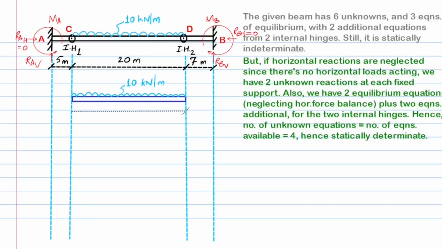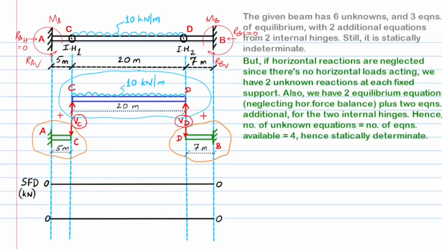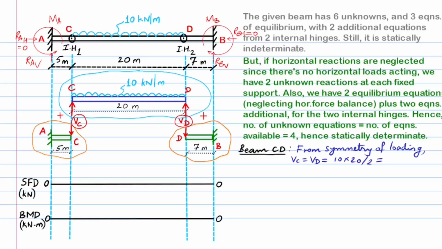Let's now break the three parts of the beam at the internal hinges and draw them separately. The unknown shear forces at the internal hinges are represented by Vc and Vd at the locations C and D respectively and are shown on respective parts created. Let's mark the zero datum lines for the shear force and bending moment. Now for beam CD, from symmetry of loading, we can conclude directly without going into details that Vc and Vd are both equal to 1/2 the loading value over it, that is each of value 100 kilonewtons. These values are also reflected in the adjoining parts of the beam.